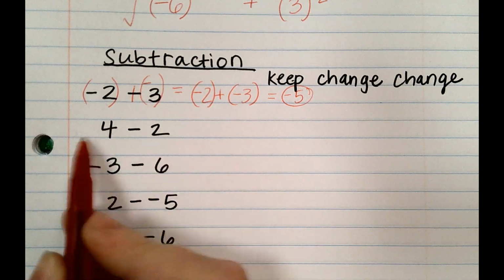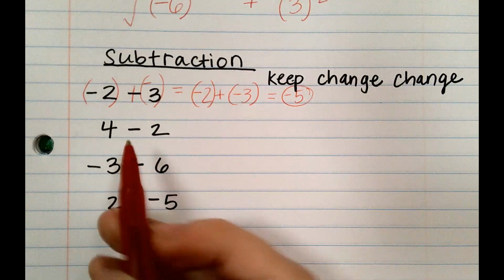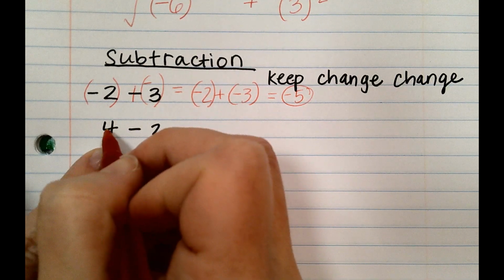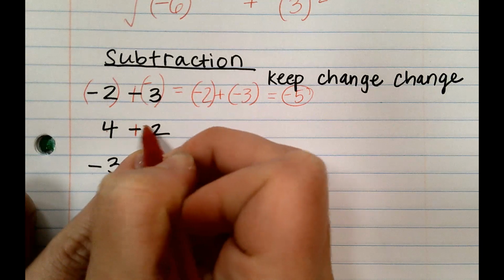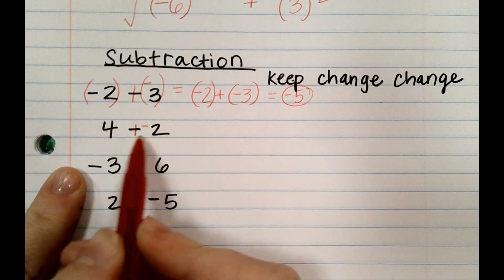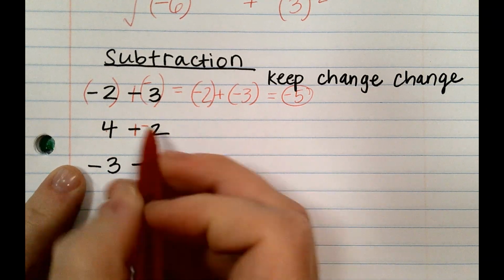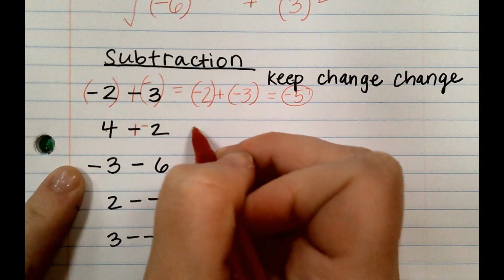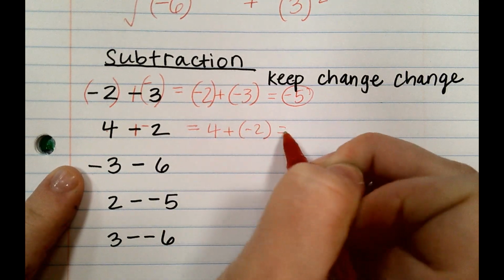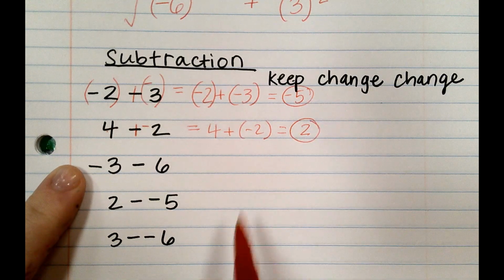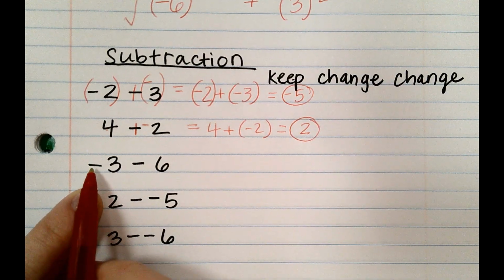We can do it with this one. This one isn't the smartest one to do it with, but we can still do it. I'll keep my 4, change my minus to a plus, change my +2 to a -2. 4 plus -2 is the same thing as 4 minus 2, which is +3.